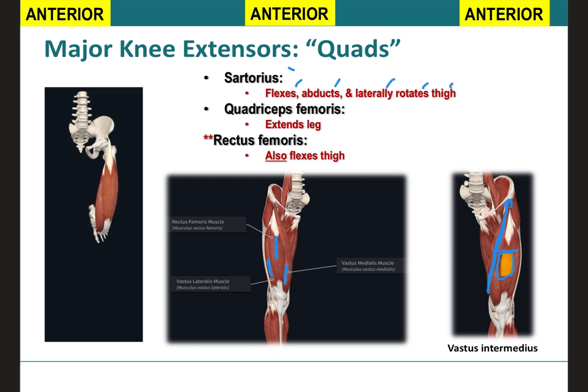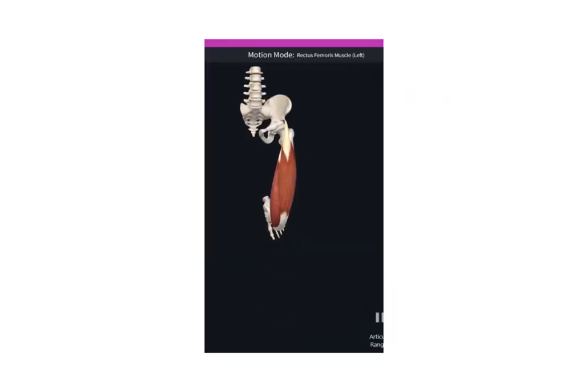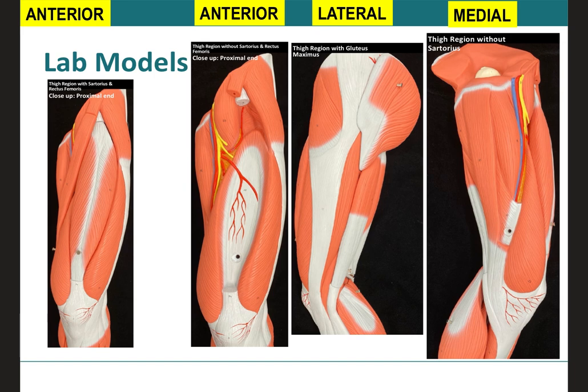And again, if we're talking about the quadriceps femoris, they will all extend the leg. However, the rectus femoris will also flex at the thigh. Now on the next slide, we will show this animation. Notice how when the muscles are highlighted, that's when the knee is being extended. In the models in the lab, this will be your rectus femoris, an anterior view and a big muscle on the femur, rectus femoris. This one over here is your vastus lateralis.